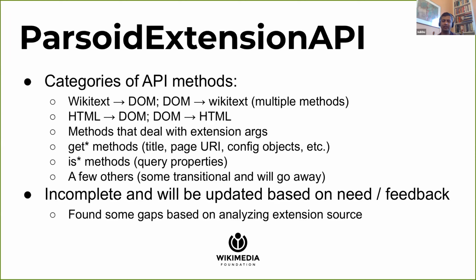But the API is how you interact with Parsoid. And this is one thing to note: the current definition which you find in the docs is incomplete, and we'll be updating this based on need and feedback. Just over the last week, we looked at various extension sources, and based on that, we found we already have a few gaps, which we'll address in the coming weeks.